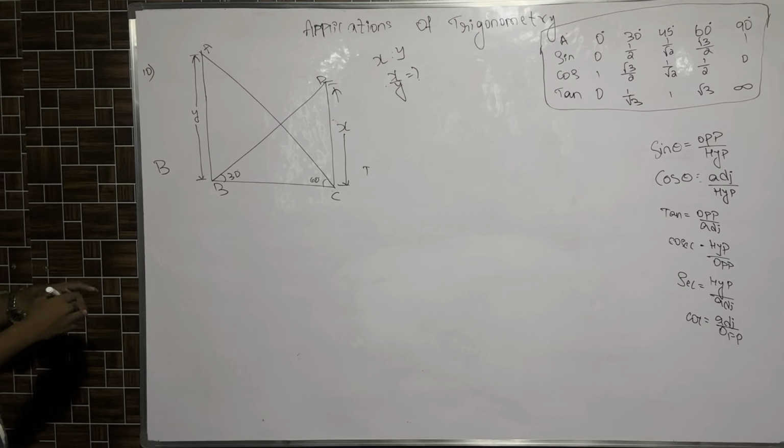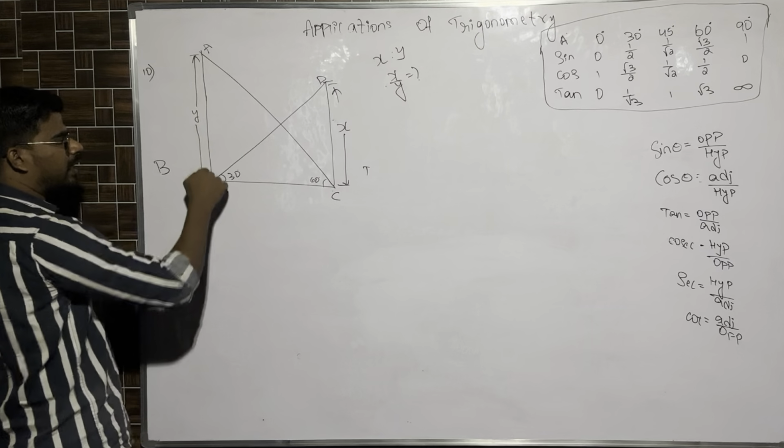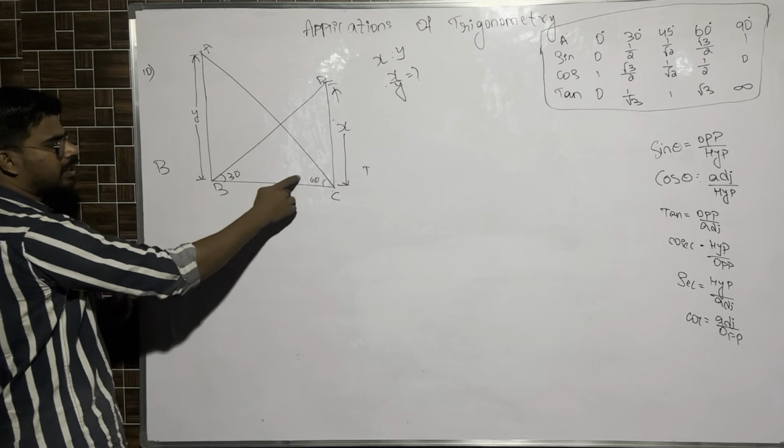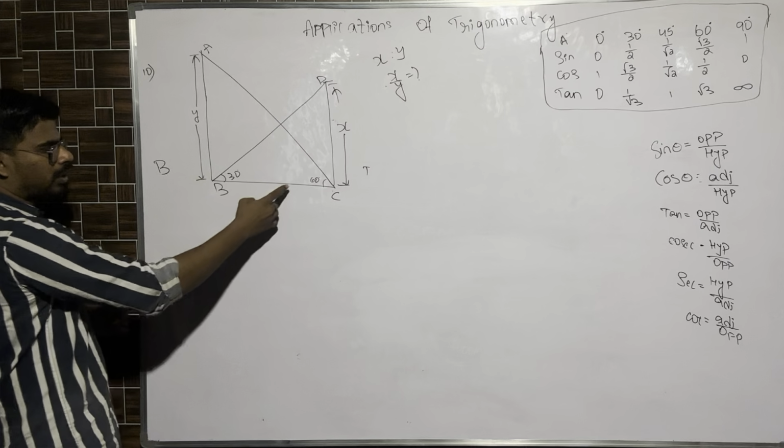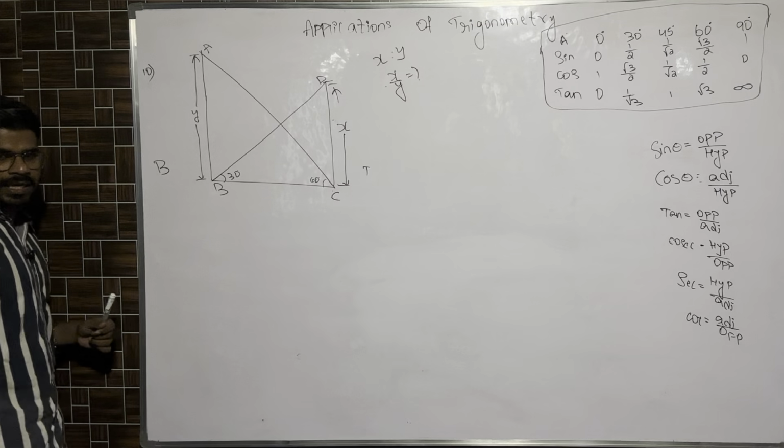Let us check that. What are the two triangles? ABC is one of the triangles. In ABC, what is the angle, 30 or 60? 60. 30 is half of it. You do not consider the 30 here. It is 60. With respect to 60, y is opposite, BC is adjacent.